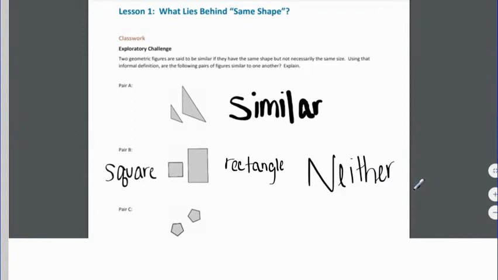And then the last one I'm going to do with you before I ask you to do the rest on your own is C. Do you see how they are the exact same shape? They both have 5 sides, so 1, 2, 3, 4, 5. And they are the exact same size, so this would be considered congruent. So you have three choices for each one.